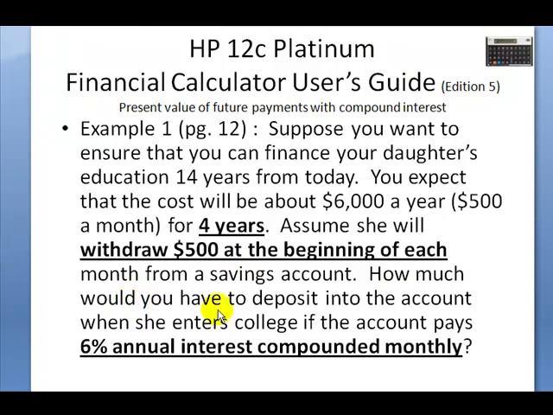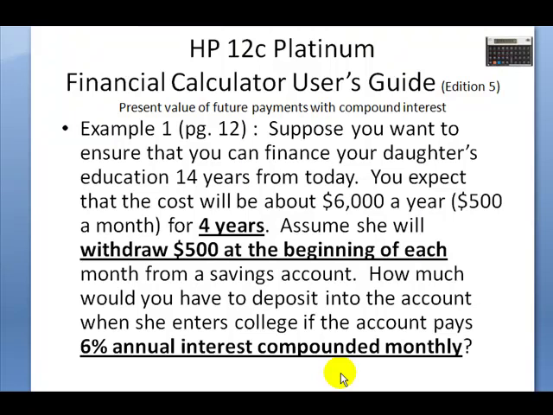How much would you have to deposit into the account when she enters college if the account pays 6% annual interest compounded monthly? So in other words, when she enters college, how much money do you have to have in that account so that she can withdraw $500 per month for 4 years? Remembering that while she's withdrawing, the remaining balance is still earning interest, so you need to account for that.